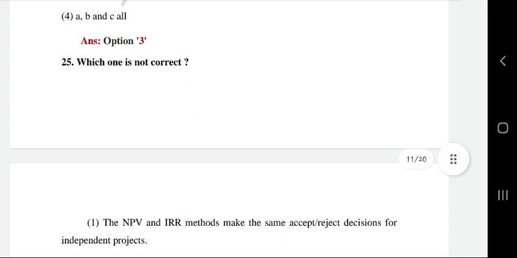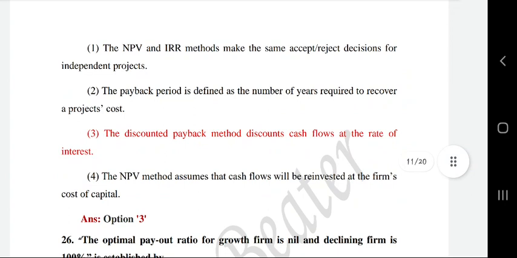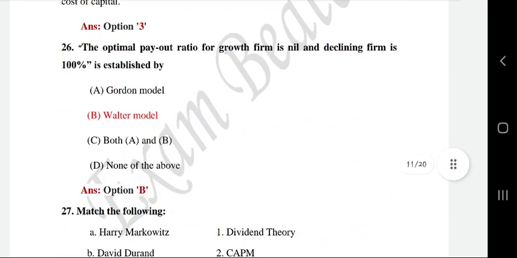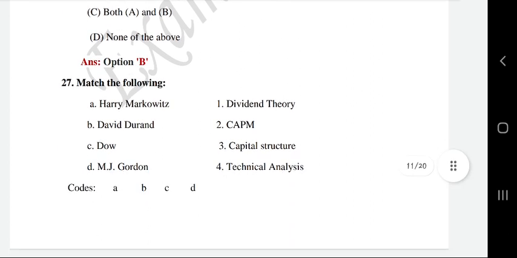Next 25. Which one is not correct? Option 3 is incorrect. The discounted payback method discounts cash flows at the rate of interest. Question number 26. The optimal payout ratio for growth firm is nil and declining firm is 10%, is established by? Option B is the answer, Walter model.